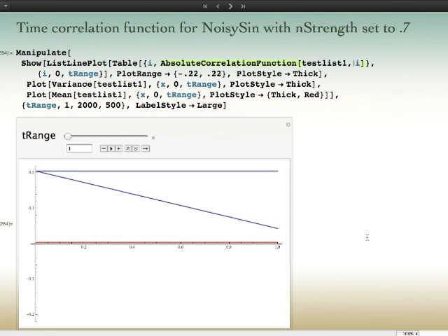Here's our time correlation function, just going from c of 0 to c of t, and you notice it's dropping quite quickly, but hasn't yet gone as far as it'll go.